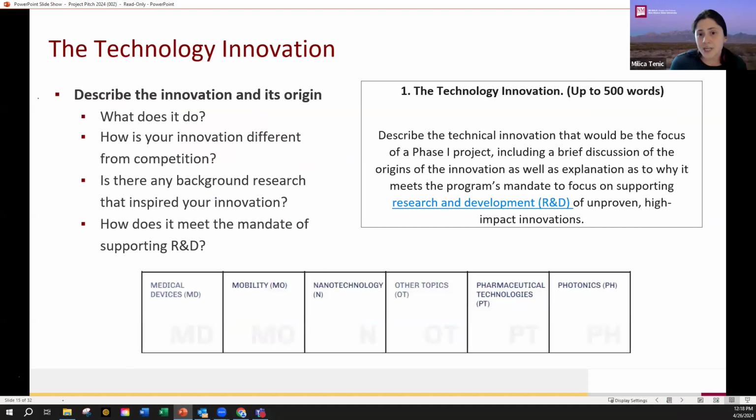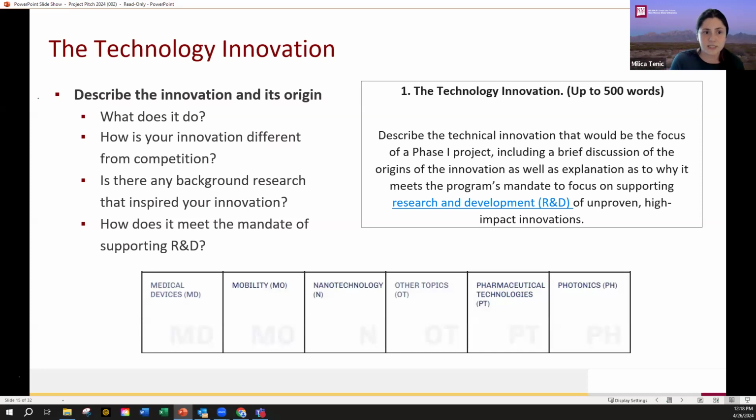Okay, so when you describe your technology, you have up to 500 words to describe the innovation that will be the focus of your phase 1 project. They look for a brief discussion of the origins and why it meets the program's mandate on supporting R&D for high impact, high risk, and unproven innovations.